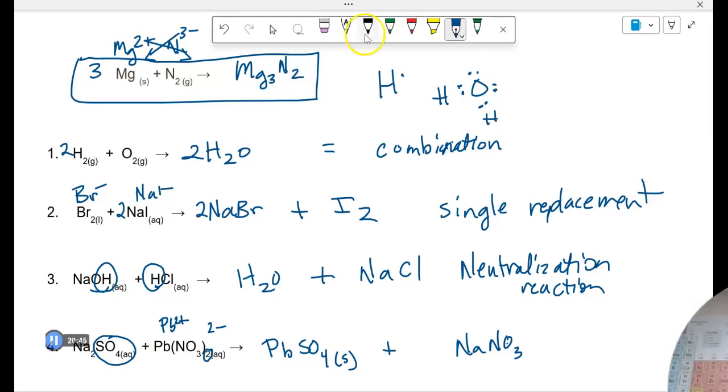Now, the final thing we have to do, of course, is just balance this one, and we can do that pretty quickly. You can look at these nitrates as sort of one group. So we know we have 2 nitrates on the left. That means we need a 2 right here. And then we now have 2 sodiums on the right and 2 sodiums on the left. So we're good there. And 1 sulfate group on the right, 1 sulfate group on the left. So now we are balanced.